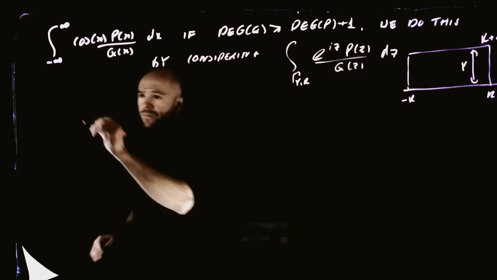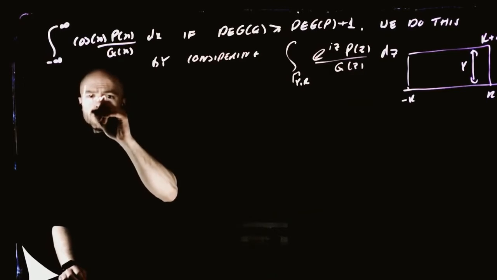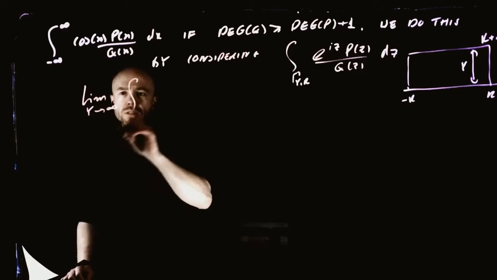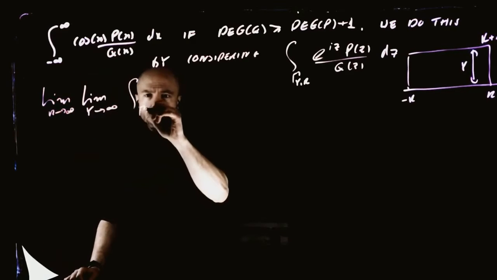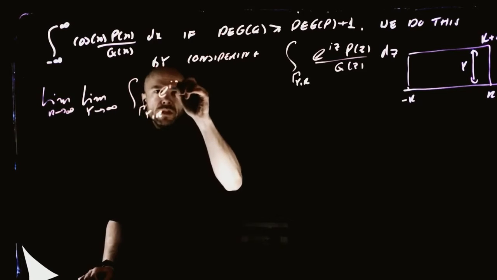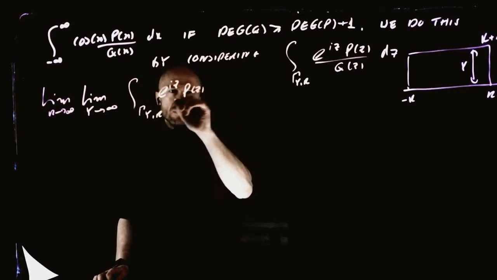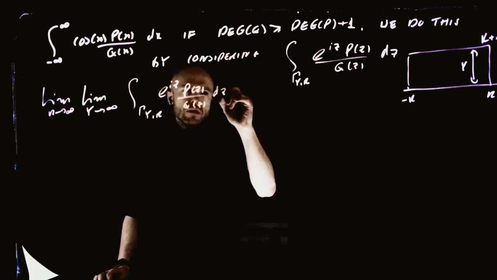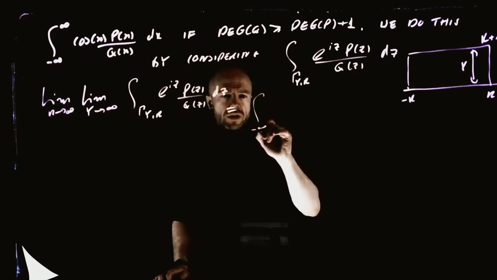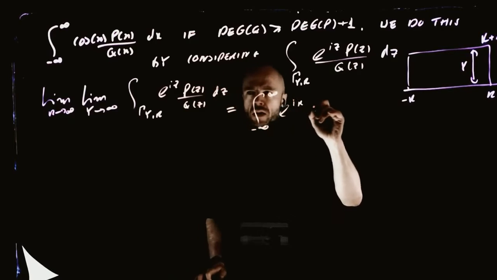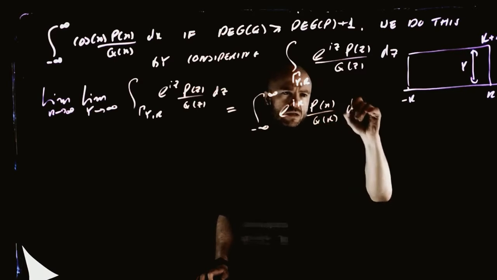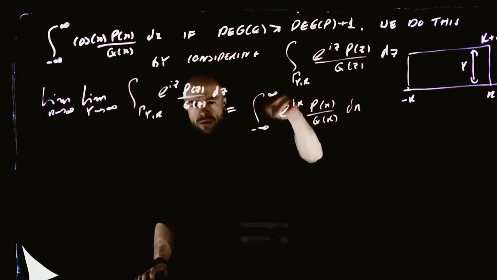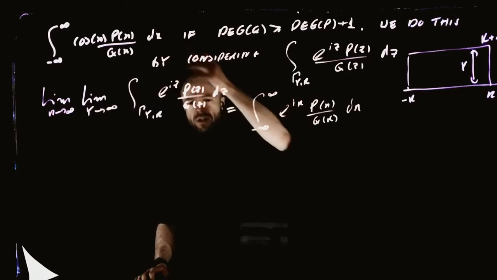If we take the limit, first the limit as y goes to infinity of this thing, and then the limit as r goes to infinity, then this thing, e to the iz, p of z over q of z, does turn into just the real part, which is the integral from minus infinity to infinity, e to the ix p of x over q of x dx. And then we read off the cosine from this as the real part of this integral, and read off the sine as the imaginary part.